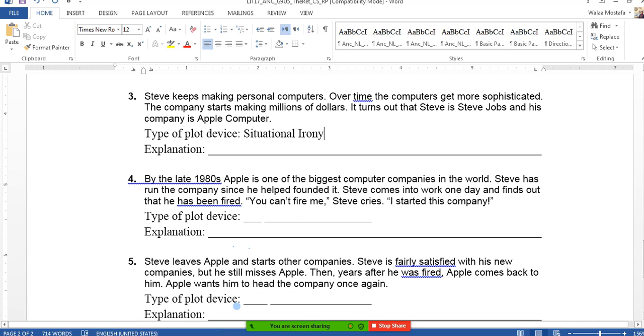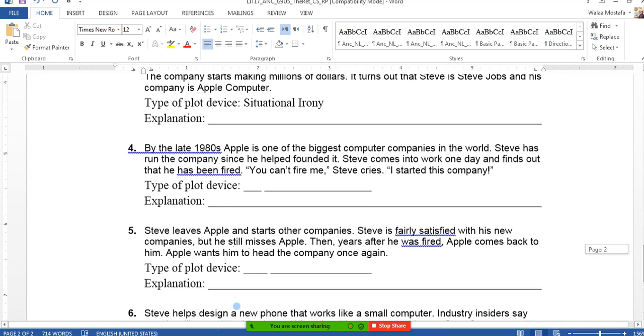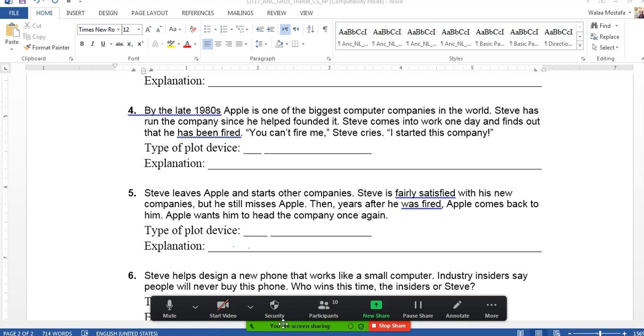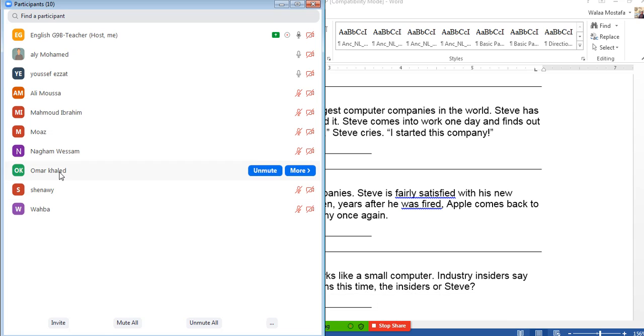Didn't you find here a lot of surprises? Things that were against your expectation? He says that the company started making millions of dollars. Fine. What about this part? Weren't you surprised when you knew that this Steve is Steve Jobs? Do you know who Steve Jobs is? The owner of Apple. Yes, Apple company. Wasn't this a surprise for you from the beginning?